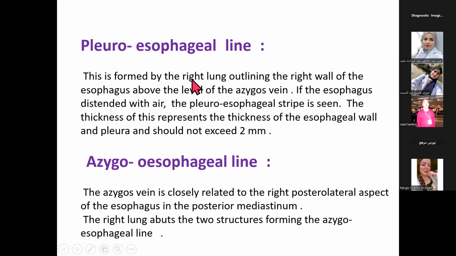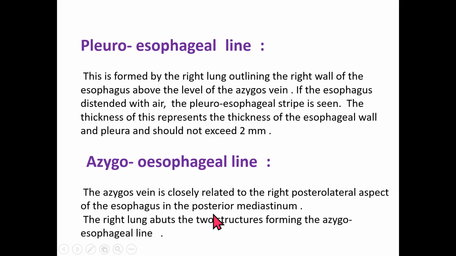The pleuroesophageal line is formed by the right lung outlining the right wall of the esophagus above the level of the azygos vein. If the esophagus is distended with air, the pleuroesophageal stripe is seen. Its thickness represents the thickness of the esophageal wall with the pleura and should not exceed 2 millimeters. Azygoesophageal line: the azygos vein is closely related to the right posterolateral aspect of the esophagus and posterior mediastinum. The right lung outlines these two structures, forming the azygoesophageal line.